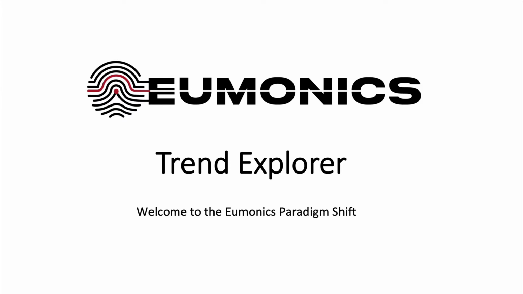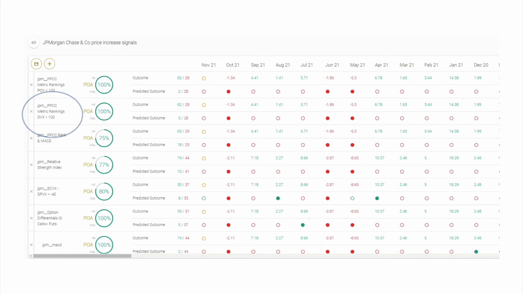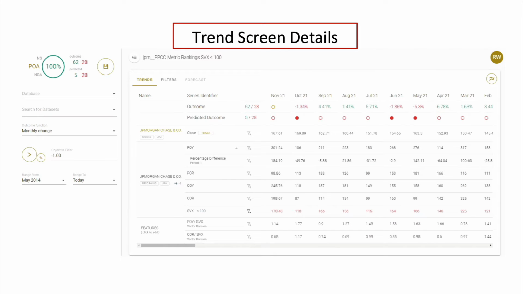Now, we look at another part of our user interface for Eumonics called Trend Explorer. In Trend Explorer, we're going to deep dive a little bit more into that list we had for JP Morgan Chase, except now we're going to deep dive into one of the particular examples here, the signals. Now, as you can see here, with a simple point and click, we know a whole lot about this particular signal. And as a matter of fact, we're showing a 100% positive outcome accuracy, which, given what we know here, represents very valuable data for the month of November as far as potential investment opportunities.